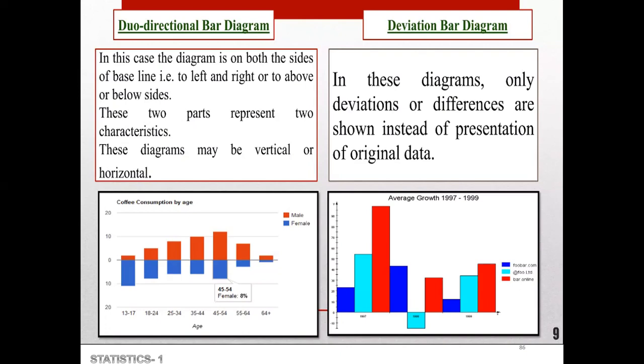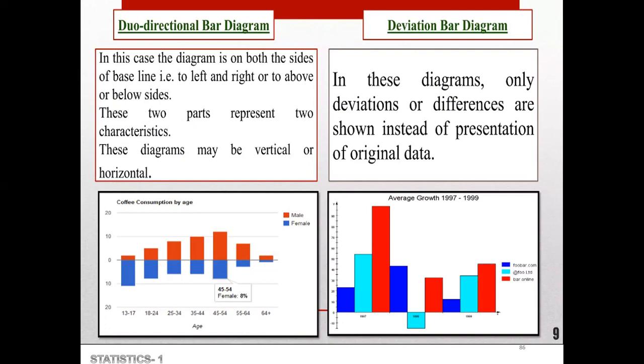Now, for example, here the male and female data is represented on the baseline. The red color bars which are above the line represent the male data. The blue color bars representing the female are below the baseline. So this is what is called duodirectional. Duodirectional means here bars extend in two different directions.